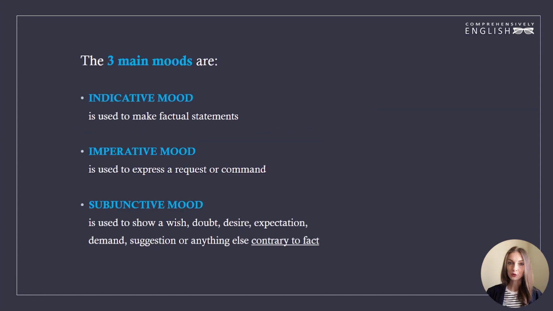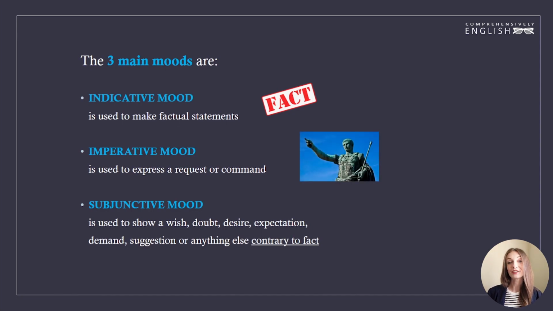The indicative mood, which is used to make factual statements. The imperative mood, which is used to give orders and commands. And the subjunctive mood, which is used to express things which are contrary to fact. These are wishes, desires, doubts, demands, suggestions, things like that.